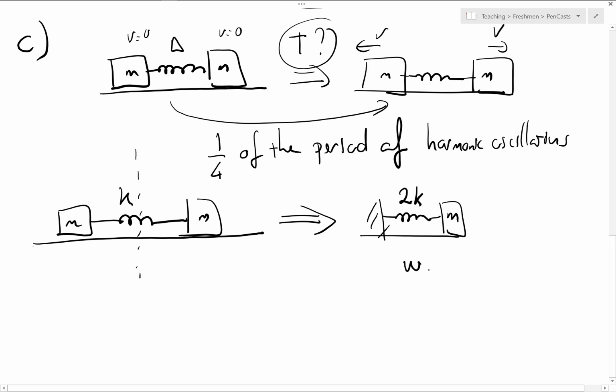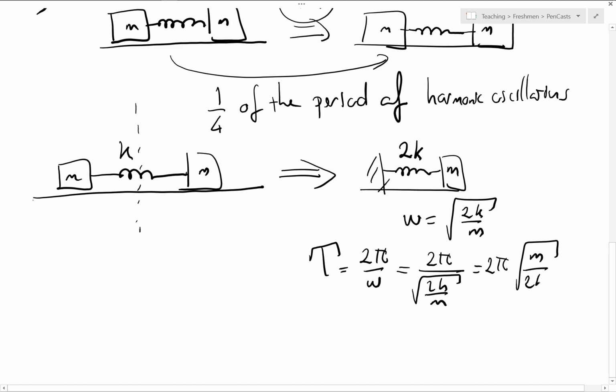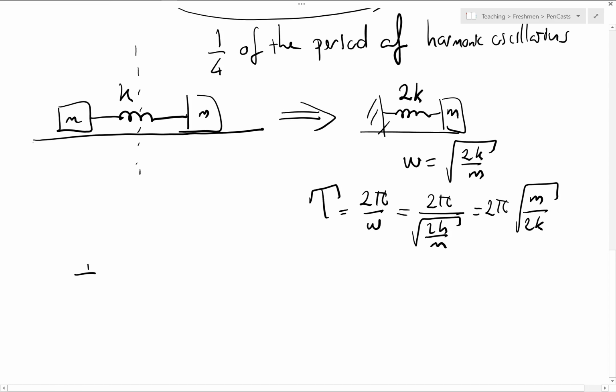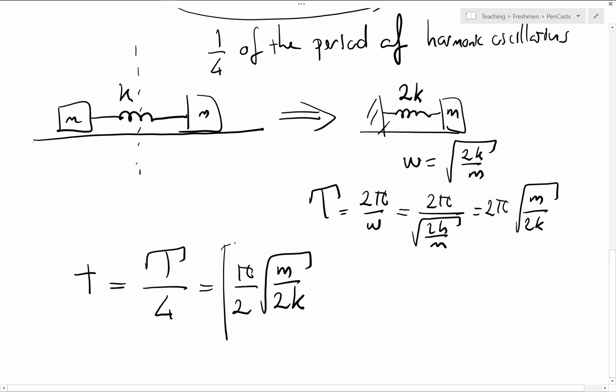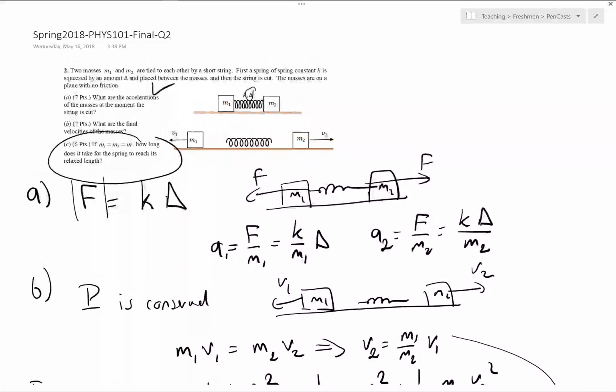So what would be the frequency here? Omega is the square root of 2k over m, right? So what would be the period of the motion, which would be 2 pi over omega, right? 2 pi divided by the square root of 2k over m. And the time it takes will be just the period divided by 4, so it's going to be pi over 2 times the square root of m over 2k. This part actually did not require much calculation, but it required a lot of imagination, so this was actually a hard problem to solve.